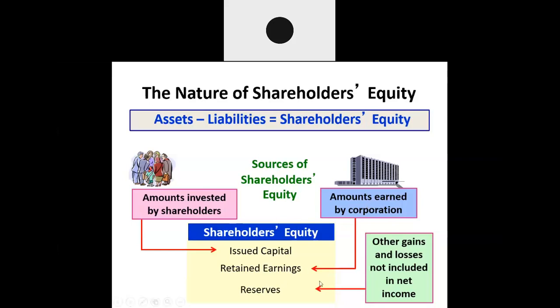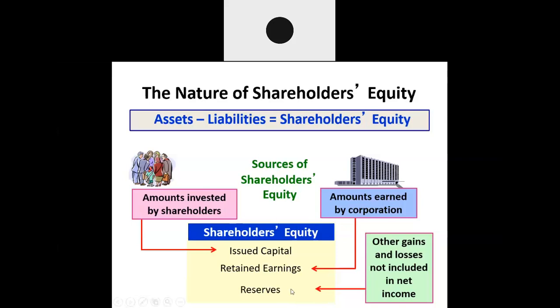So the issued capital represents the amount the shareholders have invested by buying the shares of the company. Retained earnings reports the cumulative amount of net income that the corporation has earned since its organization, minus the cumulative amount of the dividends declared since organization. So you accumulate all the net income minus the dividends, then you get the retained earnings.